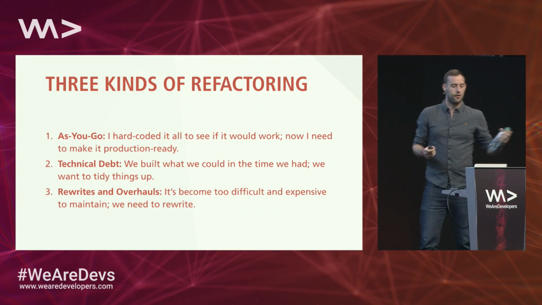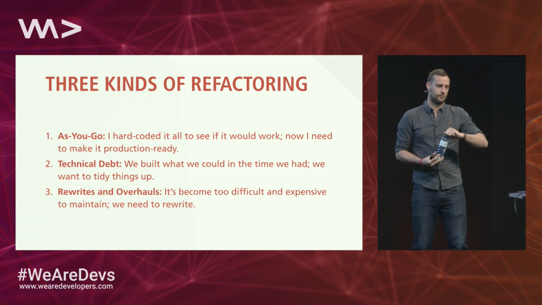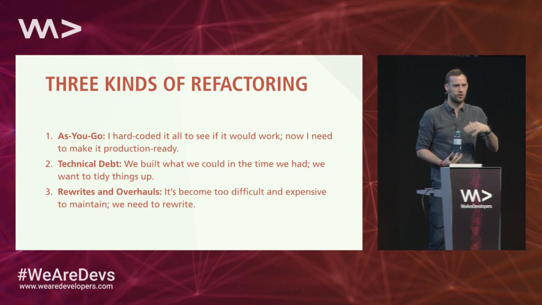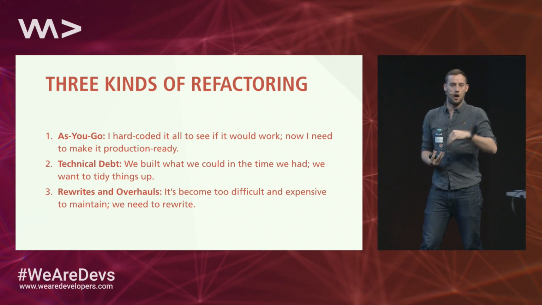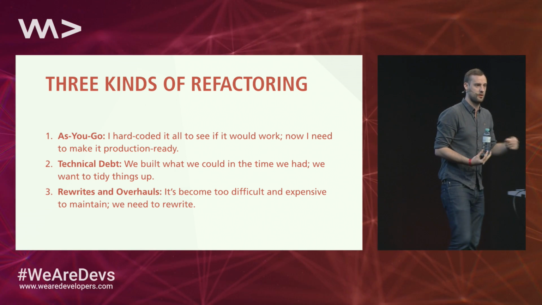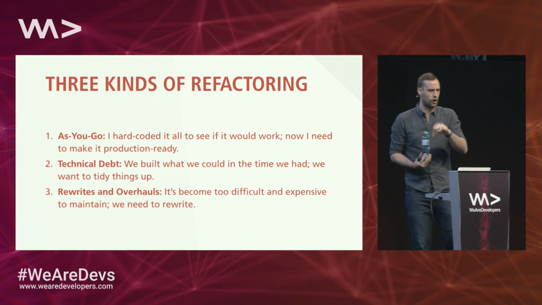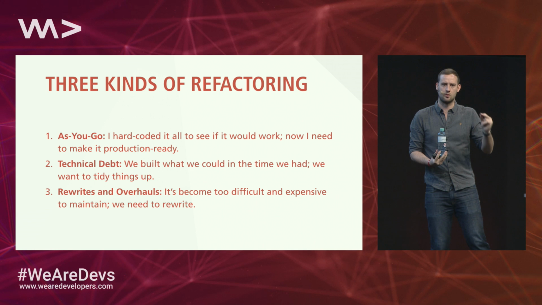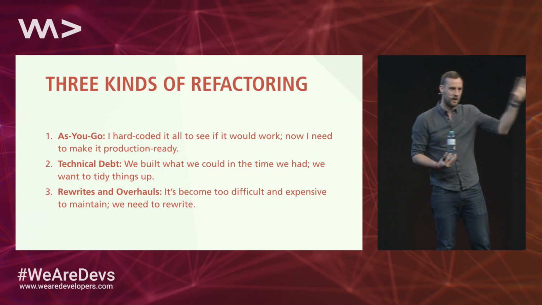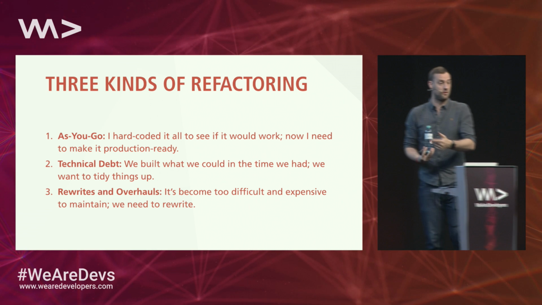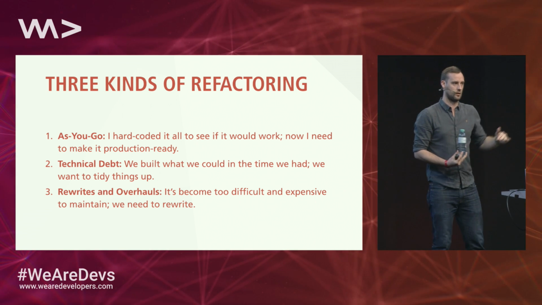To my mind, then, there are three kinds of refactoring. The first kind is the as-you-go refactoring, and this is the kind of stuff you just do all the time. You might hard-code a feature, proof of concept, just check that it works, but then you don't leave it in the code base like hard-coded and nasty. You would start abstracting it out, you would start borrowing different functions or mix-ins from around the project, and this is the stuff we should do all the time. And if we keep on top of this, it means that we don't accrue as much technical debt.